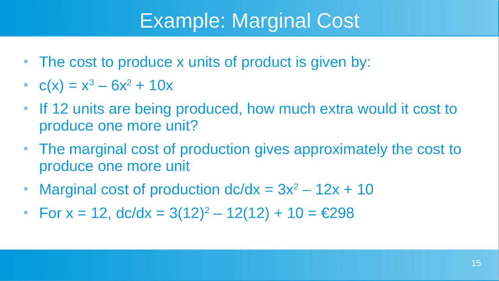So for x equal to 12 on our last line here, dC/dx is equal to 3 times 12 squared minus 12 times 12 plus 10, which is equal to 298 euro. So we've worked out that it would cost approximately €298 extra to produce one more unit under these circumstances. This has been an example from economics of a rate of change that doesn't involve the change in a variable with respect to time. It's in fact two other variables.